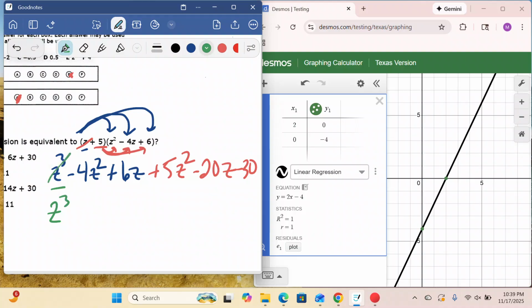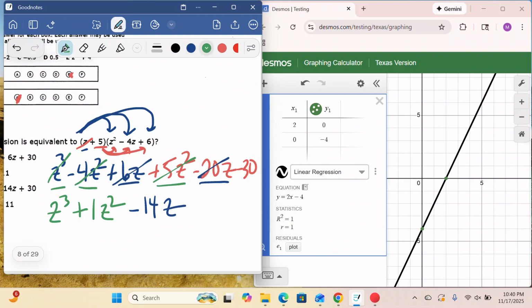I can go ahead and scratch it out. Then I have a -4z squared and a +5z squared. I'm going to do -4 plus 5. -4 plus 5 is +1z squared. I got my cow with my cow. Now I have my chicken with my chicken. I have 6z and a -20z. I just input that into Desmos. 6 minus 20 gives me -14z. I get these chickens out of the way, and my fishes, I have -30 fishes.